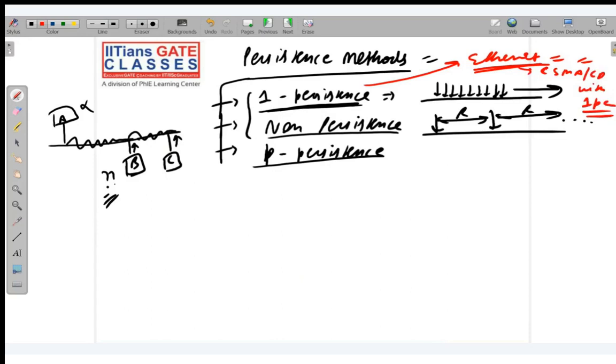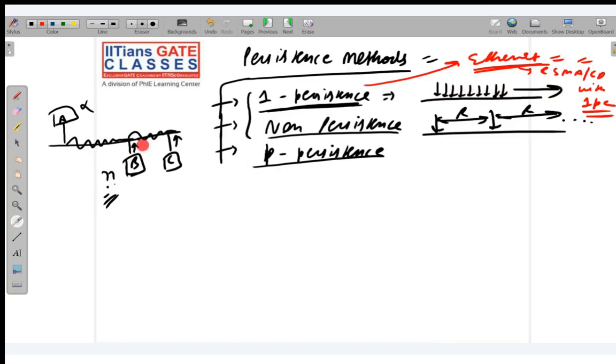So please take some notes. Please write about one persistence. For one persistence, the station keeps on sensing the channel, and as soon as it finds the channel idle, it will send the frame immediately.